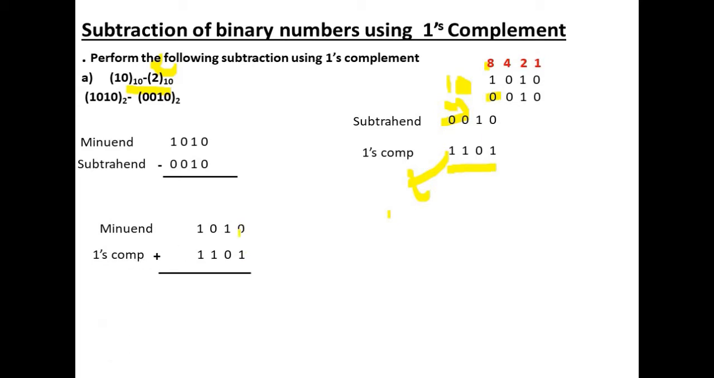Here we see that 0 plus 1 is equal to 1. 1 plus 0 is equal to 1. And 0 plus 1 is equal to 1. And 1 plus 1, the sum will be 0 and there will be a carry of 1.